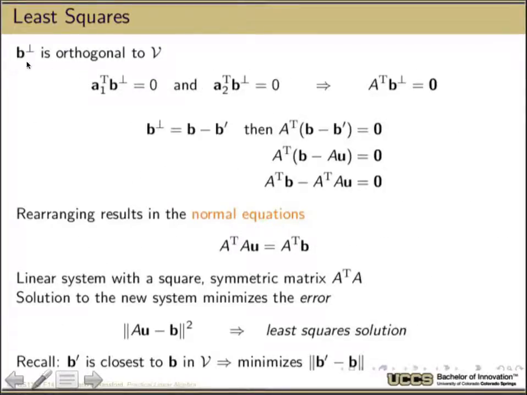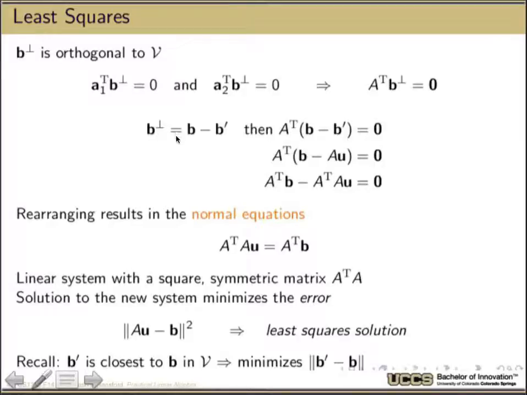Since we know that B orthogonal is orthogonal to V, we can write down a couple of equations. We can see that A1 transpose times B orthogonal is equal to 0. That's just the dot product, and if it's orthogonal, we know it's 0. And A2 transpose B orthogonal is equal to 0. We can put those two column vectors back together into a matrix, which is now much wider. It's A transpose, so this has 2 rows and 7 columns, times B orthogonal equals 0. Now we might want to solve this, but it's still not square. So let's look at it slightly differently.